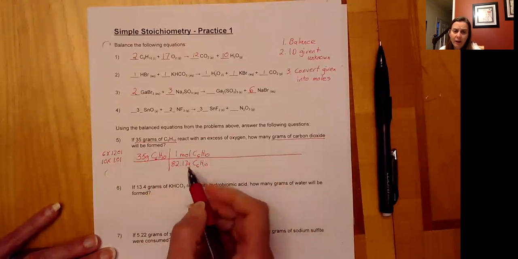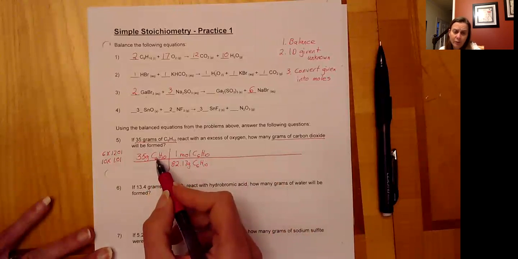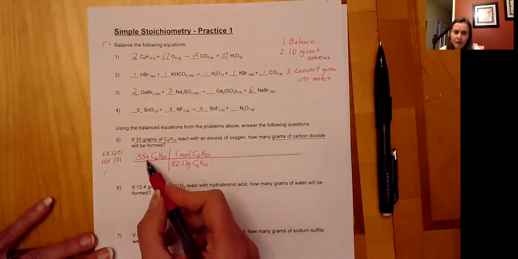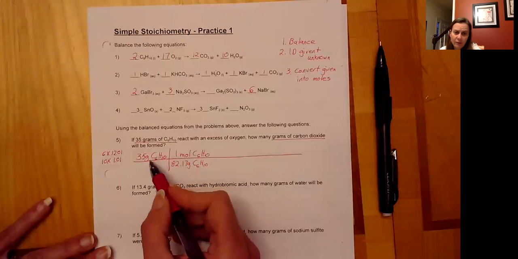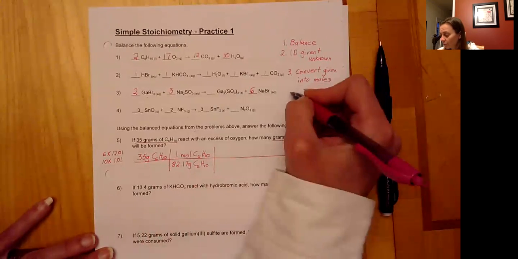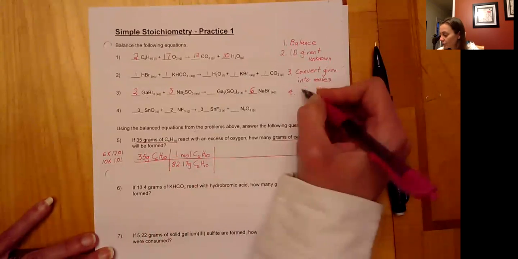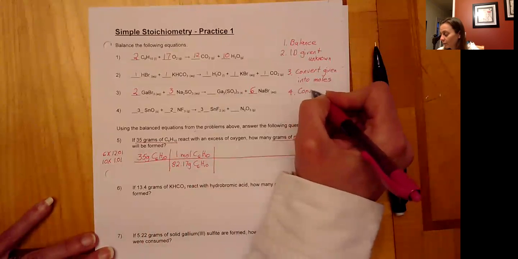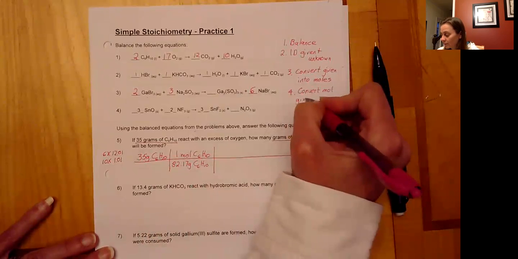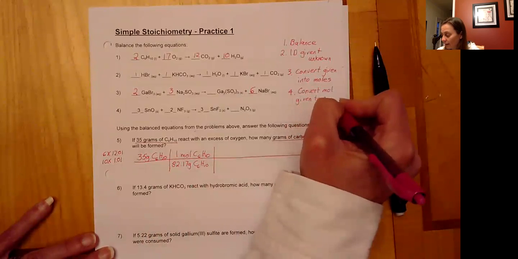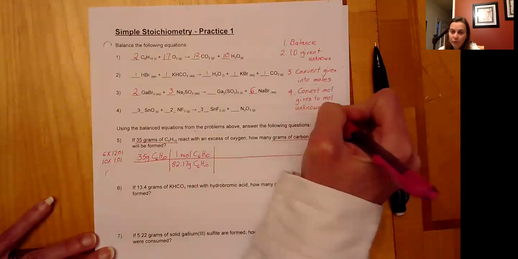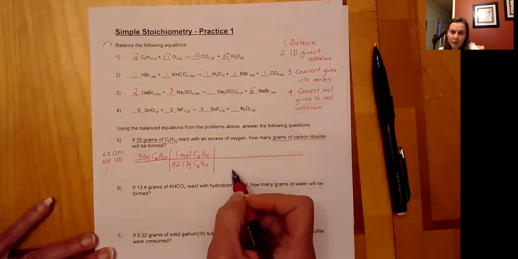So each time we're going to start with what we know, and we're going to determine what conversion factor we need to get from the given unit to moles. And if we have mass, we know we need to use molar mass. So that's step 3. Now step 4 is always going to be to convert the moles of given to moles of unknown. And we're going to use the molar ratio to do that. The molar ratio comes from our balanced chemical equation.